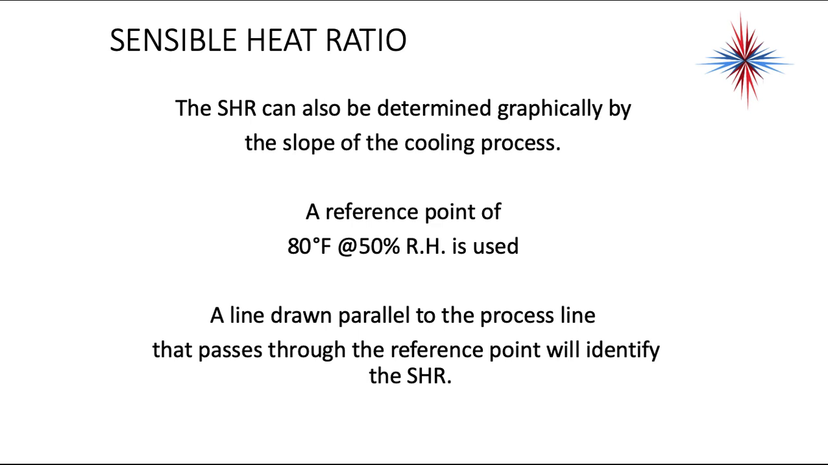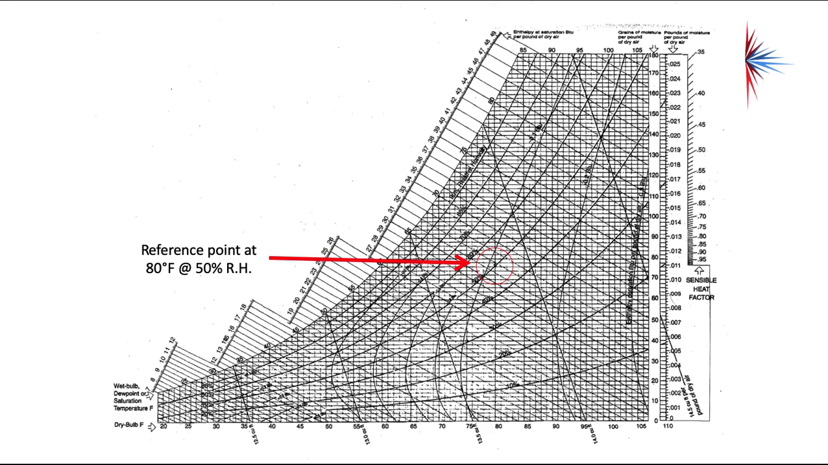A reference point of 80 degrees Fahrenheit at 50% relative humidity is used. A line is drawn parallel to the process line that passes through the reference point. Okay, and it then identifies the sensible heat ratio using the scale on the side. Let's go ahead and take a look at one of these.